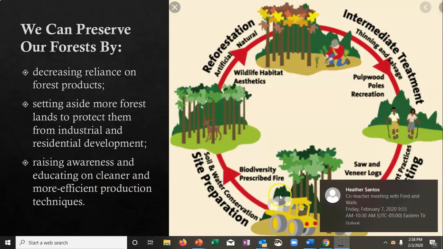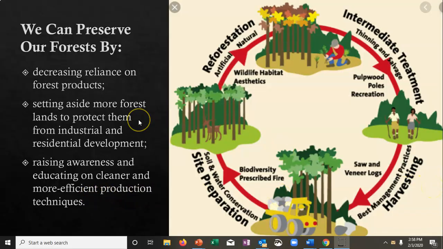There are a few things we can do to preserve our forests, and part of that is decreasing reliance on forest products. So by cutting down our need, we can also save the forests. We also need to start setting aside more forest lands and protecting them from development, either residential, where they're cutting down the forest to build homes, or for industrial purposes like logging. Raising awareness and educating on cleaner and more efficient production techniques is also key in preserving our forests.